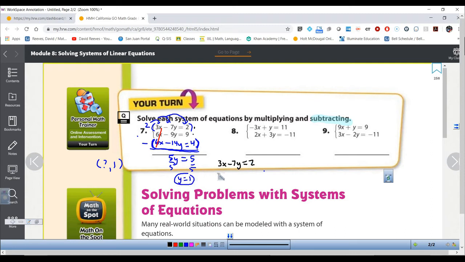Right, but now what do I know? Now I know y is 1. So I go 3x minus 7, but instead of y, I put 1. All right, so that gives me 3x minus 7 equals 2. Now I have a two-step equation. I'm going to add 7 to both sides. I get 3x equals 9. Dividing by 3, x is 3.